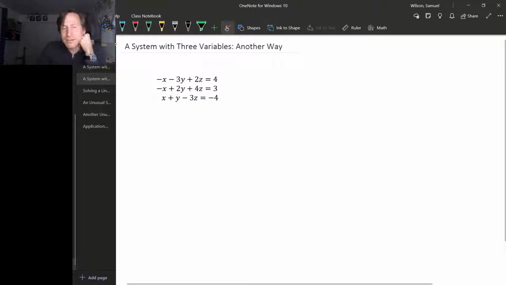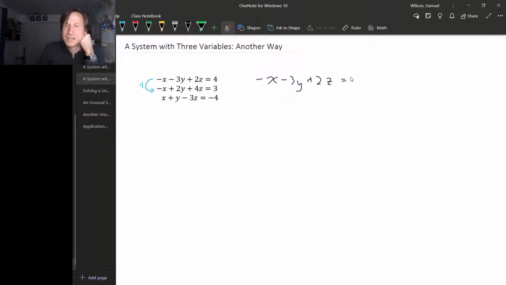So what we can do is we can actually do several operations sort of all at once. So we can add -1 times the first equation to the second equation. So the first equation we're going to leave alone. So minus x minus 3y plus 2z equals 4. So now we can add -1 times the first equation to the second equation. I'm choosing to do that because it will make this minus x in the second equation disappear. So I'm eliminating this x from the second equation.